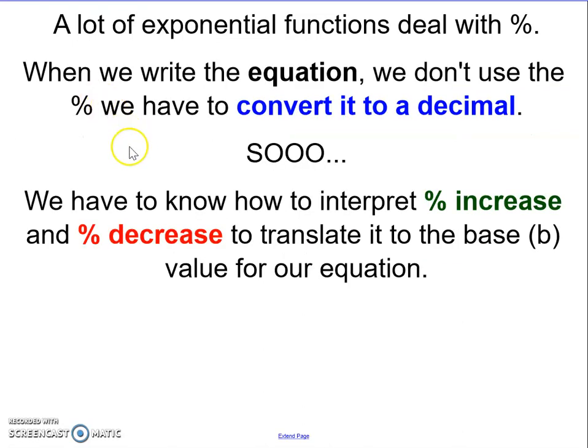Okay, so what you need to know is that anytime you deal with a percent, to use it in an equation, it has to be a decimal. So you have to know how to convert to a decimal. It's just dividing by 100 because percent means per 100. So we divide by 100, which moves our decimal point 2 places to the left, right? Okay, so that's what we're going to be doing today, interpreting percents.